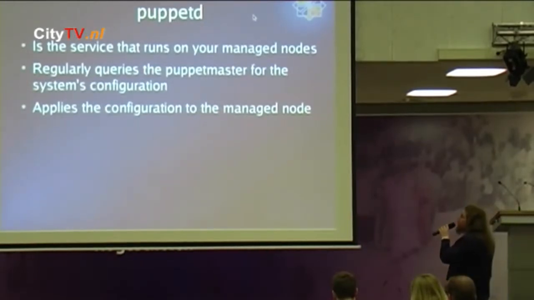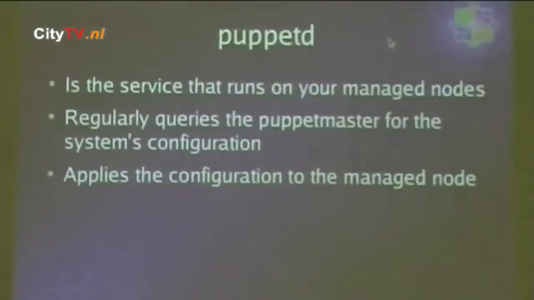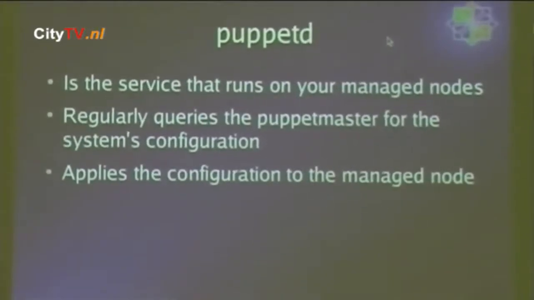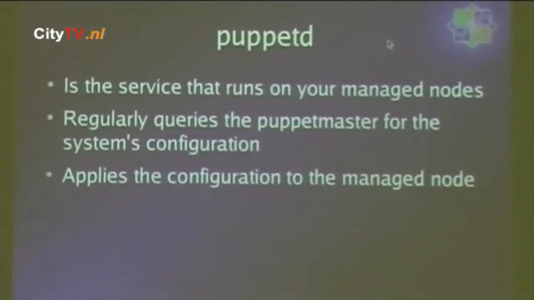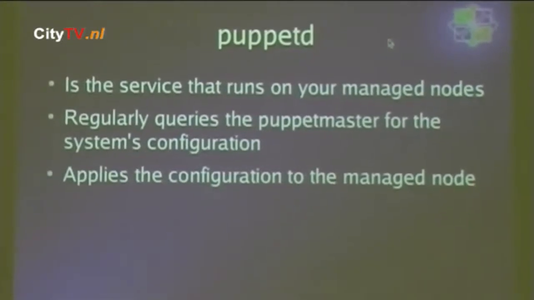Then there's the Puppetd, that's the software that runs on the managed node and regularly questions the Puppet Master for the system's configuration. More or less, it's just a daemon that wakes up around every 30 minutes, collects all facts, and then sends these to the Puppet Master, gets the catalog with the configuration back, and then applies that configuration onto the managed node.